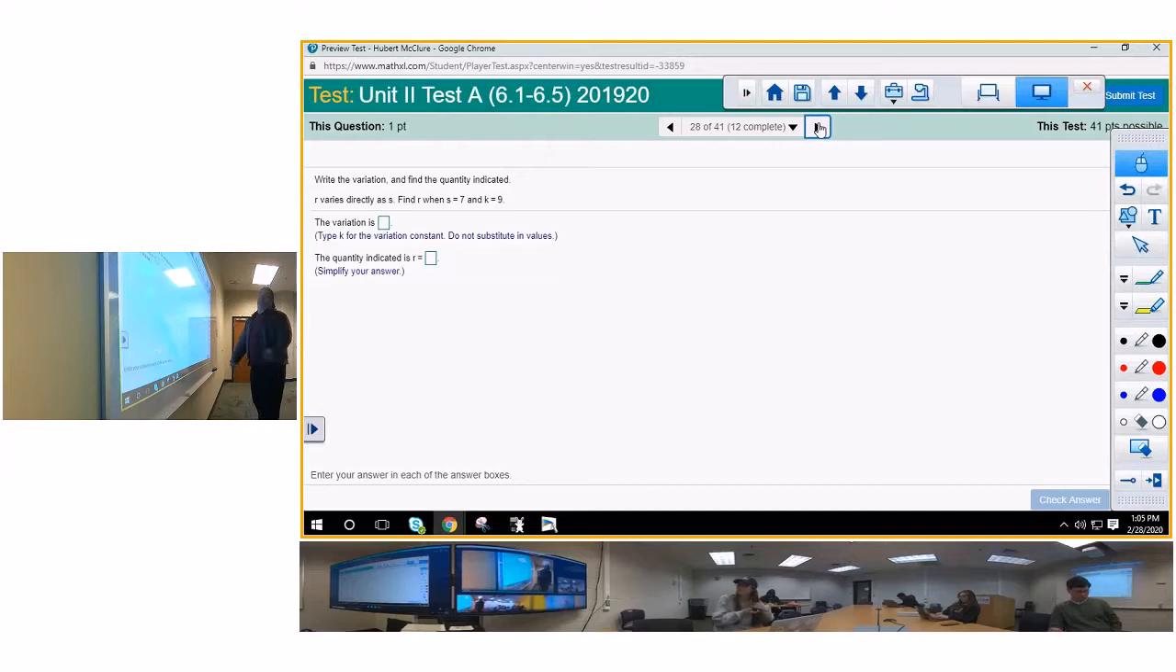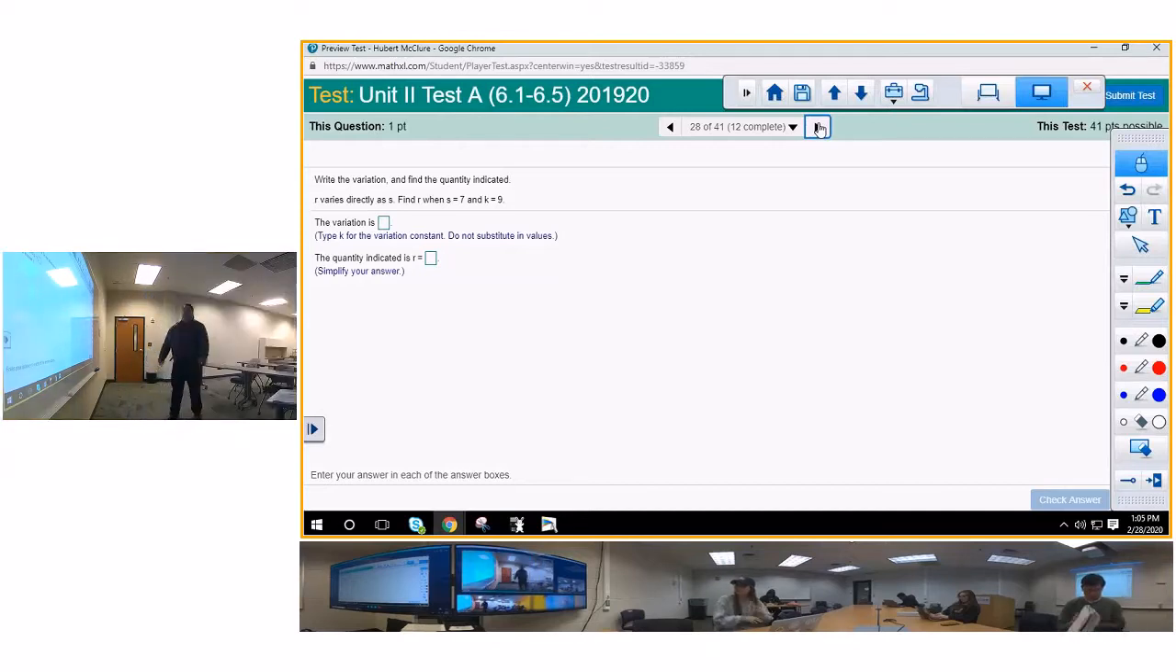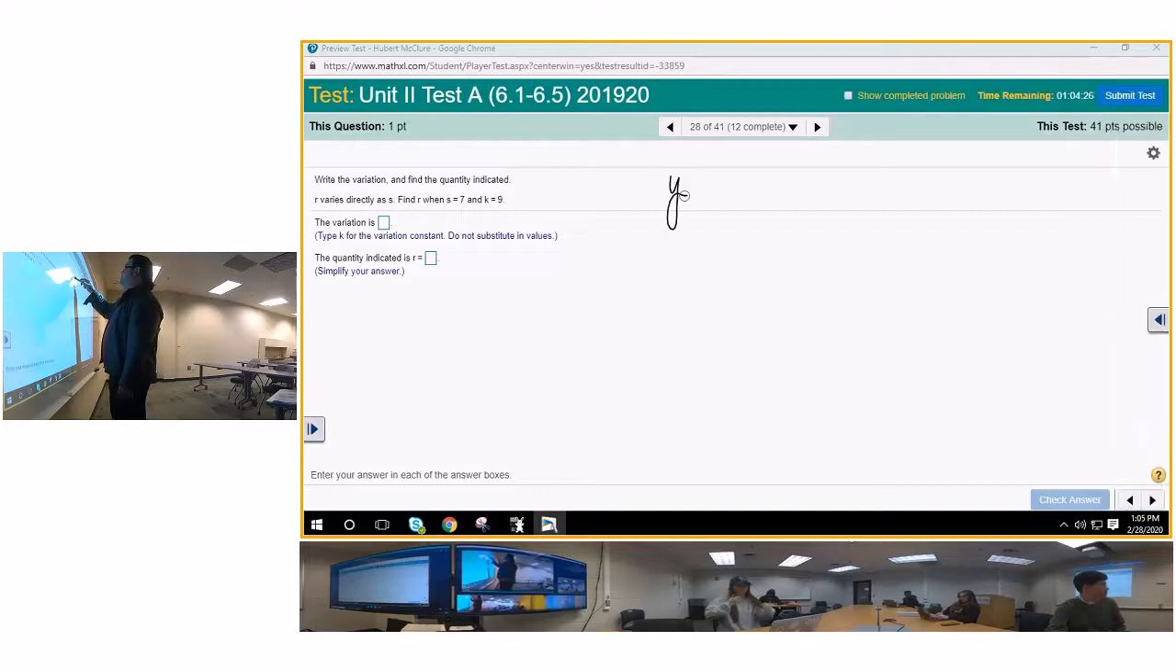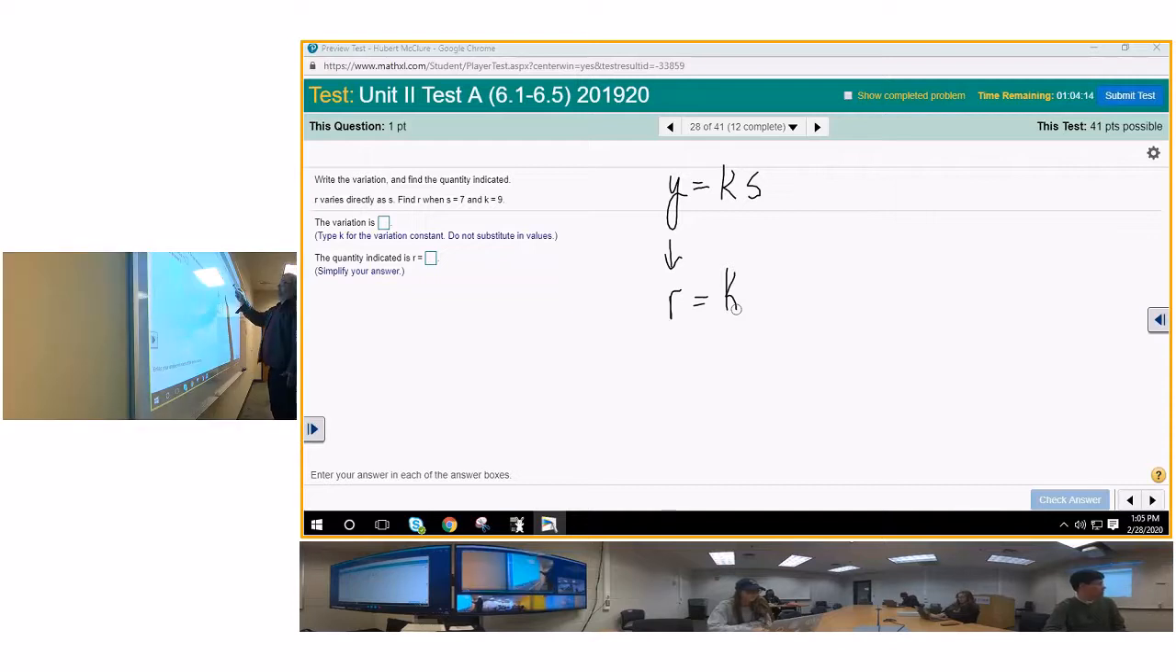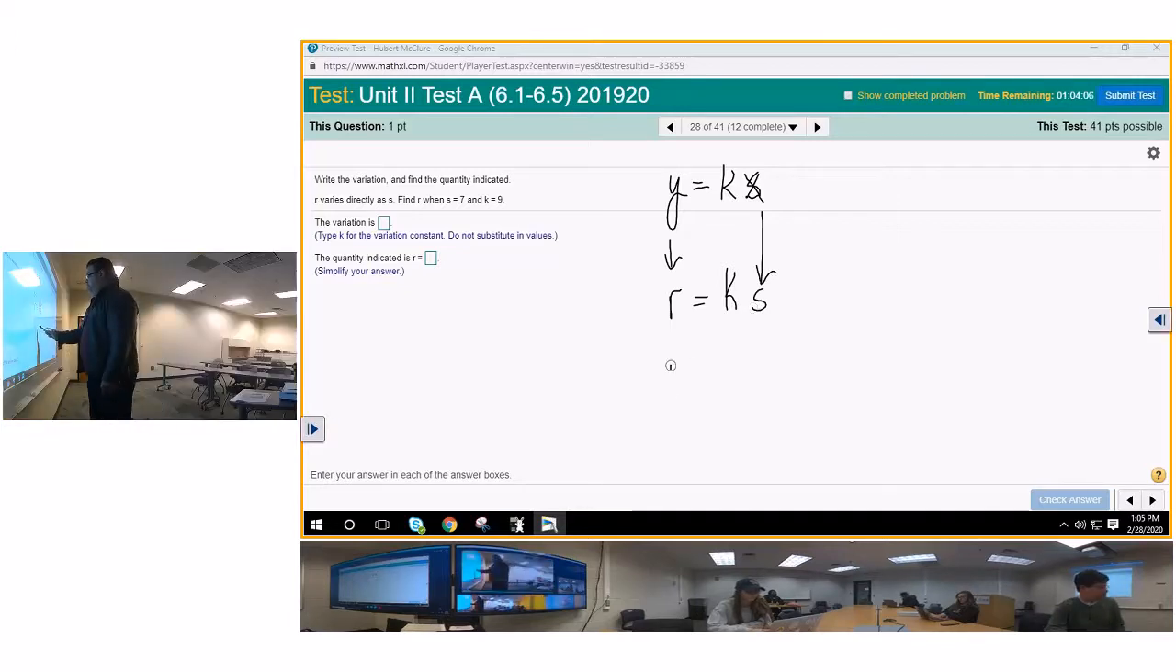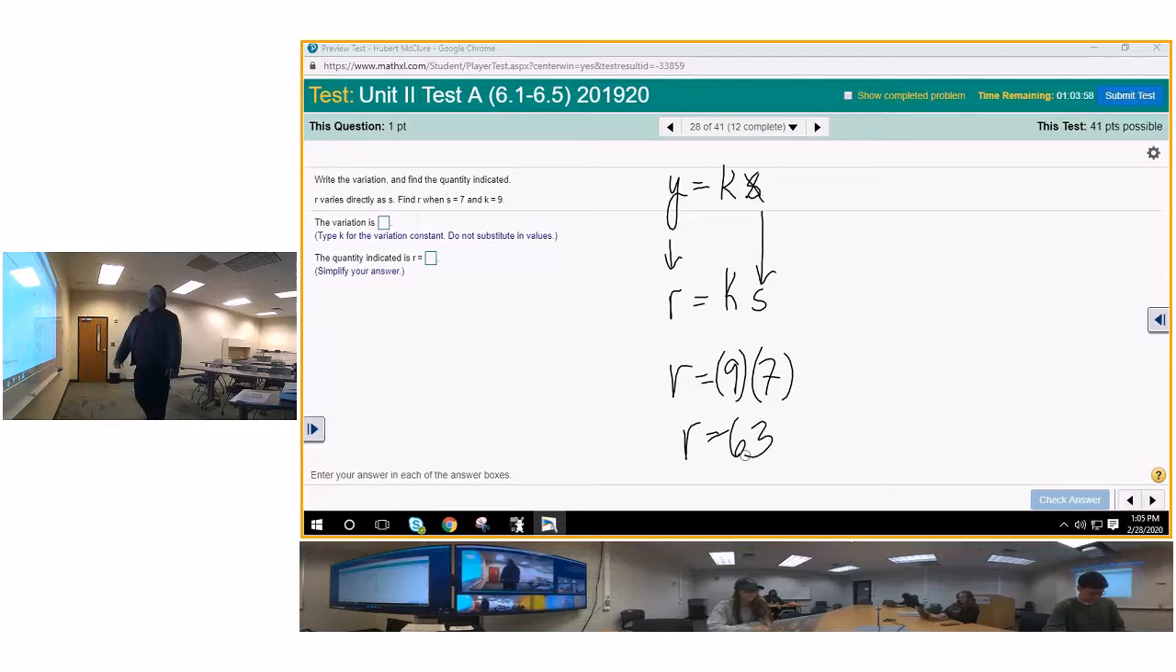All right, here's one we haven't done. Write the variation and find the quantity indicated. R varies directly as S. Y is equal to K times S. So we read left to right, so that means Y turns into what? R. K never changes. And X turns into what? S. Yes. And now S is equal to 7 and K is equal to 9. So R is equal to what? 63.